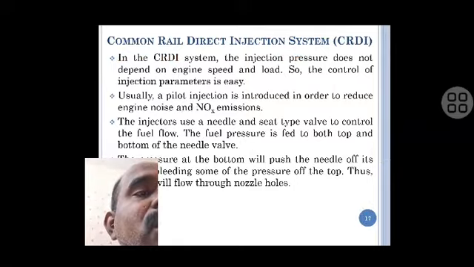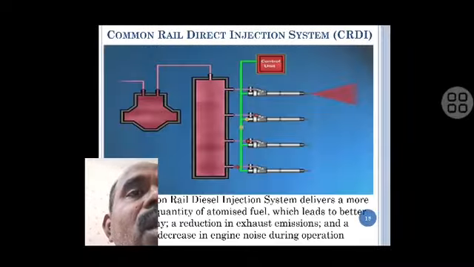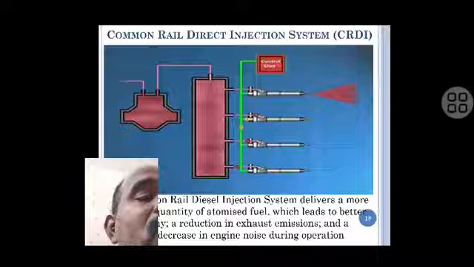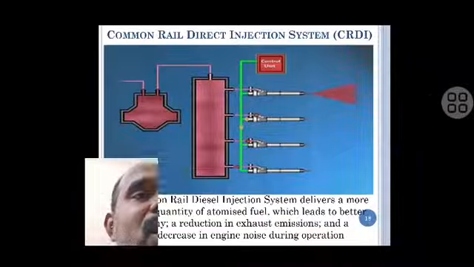The fuel pressure is fed to both the top and bottom of the needle valve. The pressure at the bottom pushes the needle valve open. Some of the pressure at the top will flow to the nozzle holes. This is the common rail fuel injection system. The common rail delivers a more uniform quantity of atomized fuel, which leads to better fuel economy, reduced exhaust emissions, and decreased engine noise during operation.